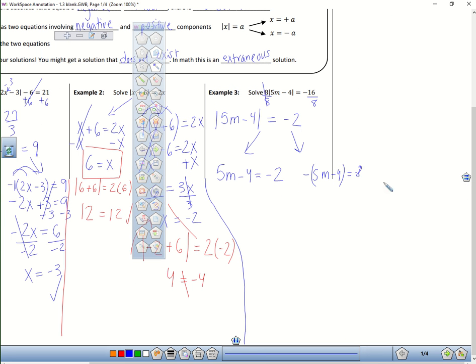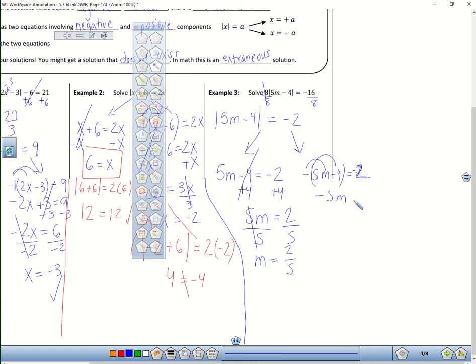Now I'm going to rewrite it in its negative and positive versions. Kind of running out of room. That's a negative 2. So I'm going to solve this one. That gives me 5m is equal to 2. So m is equal to 2/5. Over here I'm going to distribute my negative.